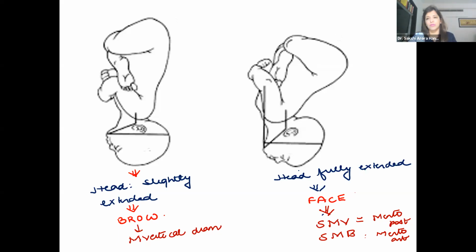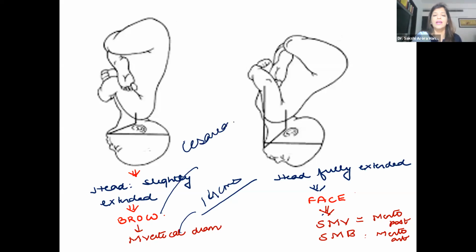And whenever brow is the presenting part, the presenting diameter is mento-vertical diameter. Please remember that mento-vertical diameter is 14 centimeters. It is the largest AP diameter, right? And because the cervix, when it is fully dilated, is 10 centimeters, whereas mento-vertical diameter is 14 centimeters, obviously a 14 centimeter diameter can never pass through the cervix. And that is why whenever you have brow presentation, you always have to do a cesarean section, right?